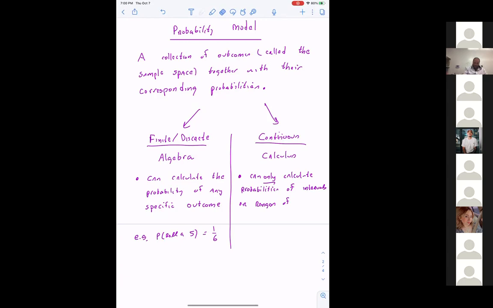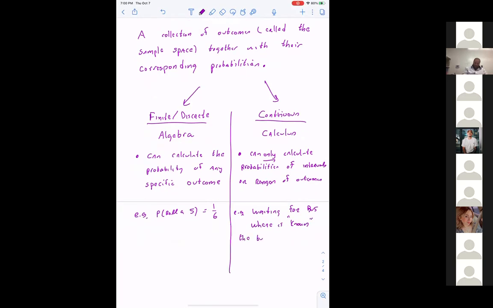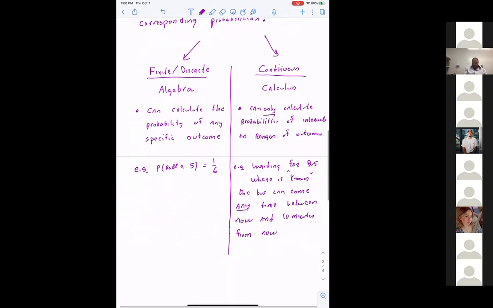So for example, waiting for the bus, where it's known, and I use known in quotation marks because how exactly would you know this? Where it's known the bus can come any time between now and 10 minutes from now. And furthermore, any time is as likely as any other.